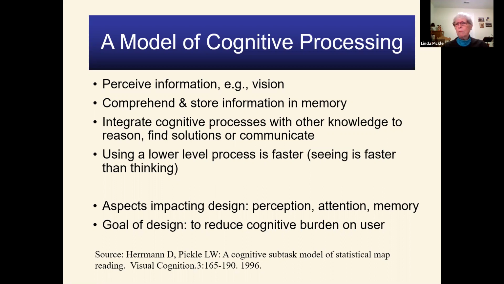So we might look back and forth between legend and map until we understand what we're seeing, and then try to remember all that, especially remember the legend, if not the entire map pattern. And then the most complex step is to integrate cognitive processes with our other knowledge to reason, find solutions, or communicate.